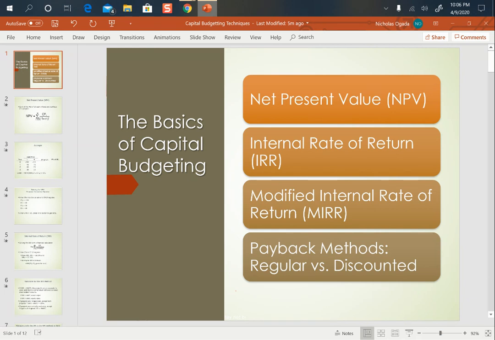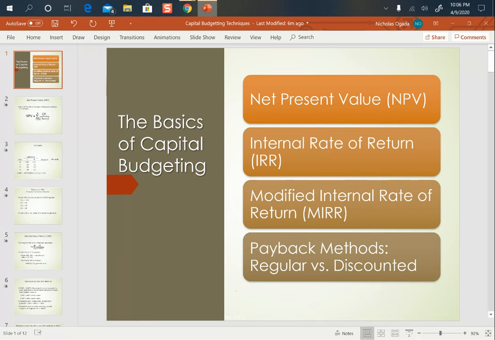And then we also covered a chapter on the cost of capital, that is the weighted average cost of capital. So all these things are going to come together, or you're going to see them again in this chapter, that is the basics of capital budgeting.